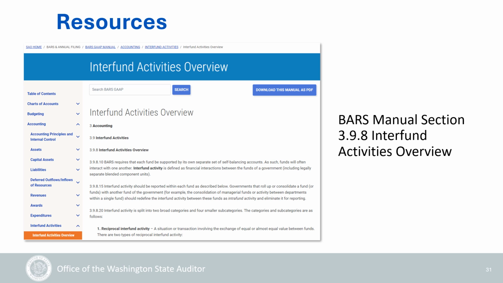That concludes our review of interfund activities. Everything we discussed in this video can be found in the BARS manual. BARS section 3.9.8 is our interfund activities overview page that reviews the 4 interfund activity types. We also have additional pages for interfund loans and other interfund activities that may be helpful to you.